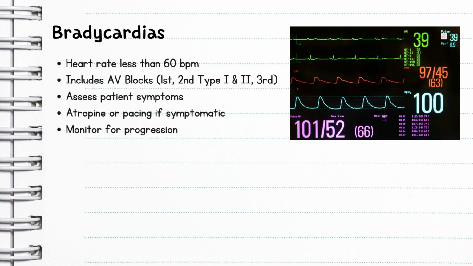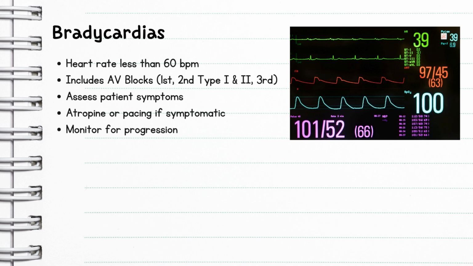You have first, second, and third degree. In the second degrees, you have type 1 and type 2. So we're going to go into this more here in a second, okay? The key with the bradycardias is to assess whether the patient is symptomatic or not. Are they dizzy? Are they lightheaded? Are they having chest pain?